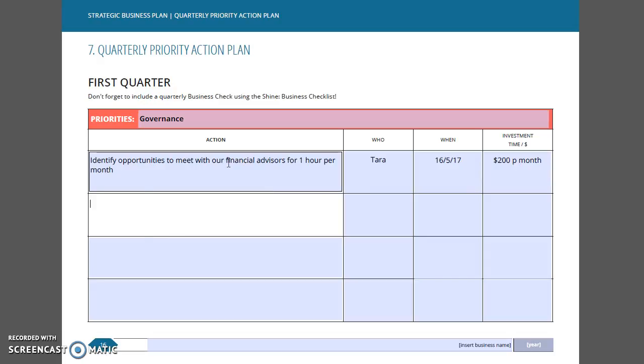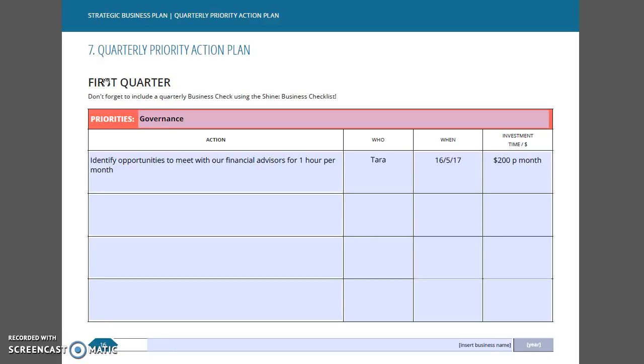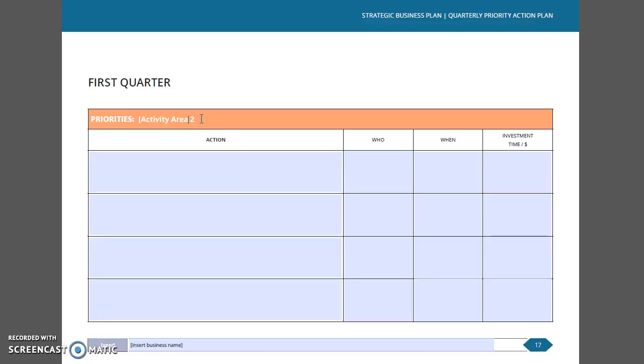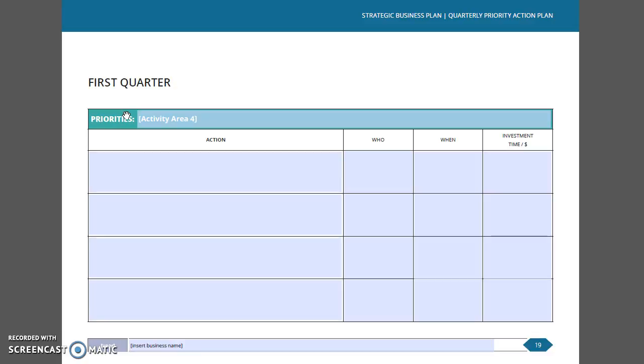Now, this level of detail is great because this is the sort of thing you can keep on your desk. So you're going to do one of these for the first quarter for each of those 4 pillars. So one for governance, one we said was, for me, was events, one was partnerships, and the last one were the products or services.